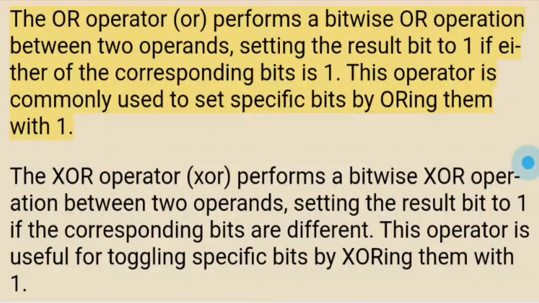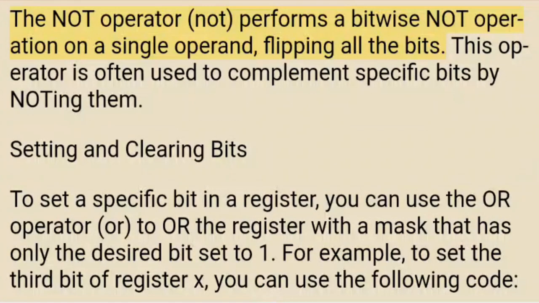The OR operator performs a bitwise OR operation between two operands, setting the result bit to 1 if either of the corresponding bits is 1. This operator is commonly used to set specific bits by ORing them with 1. The XOR operator performs a bitwise XOR operation between two operands, setting the result bit to 1 if the corresponding bits are different. This operator is useful for toggling specific bits by XORing them with 1. The NOT operator performs a bitwise NOT operation on a single operand, flipping all the bits. This operator is often used to complement specific bits by NOTing them.